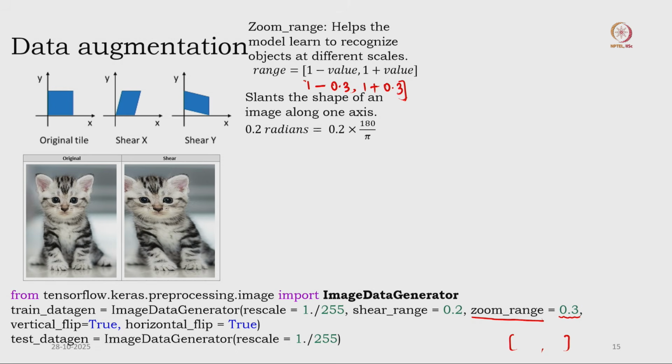So, the range here is between 0.7 to 1.3. So, this is the value. For now just understand independently each of these parameters, later we will be seeing with an example. So, when you take a shear zoom range you will have the value between 0.7 to 1.3. How did we get this 0.7 when we are passing 0.3? The math is 1 minus value comma 1 plus value. 1 minus 0.3, 1 plus 0.3 will be 0.7 to 1.3.